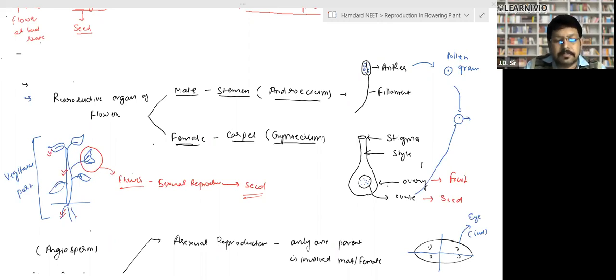The stigma is meant to receive pollen grain from the anther. Full stop. It is sticky so that pollen grain is stuck on it. Full stop.